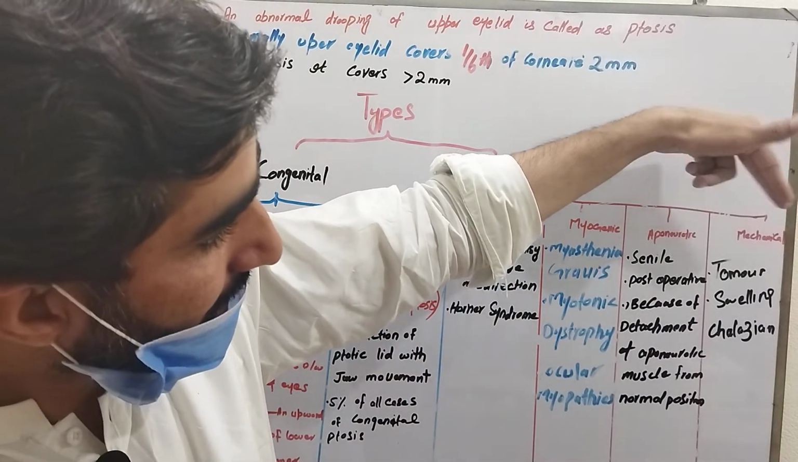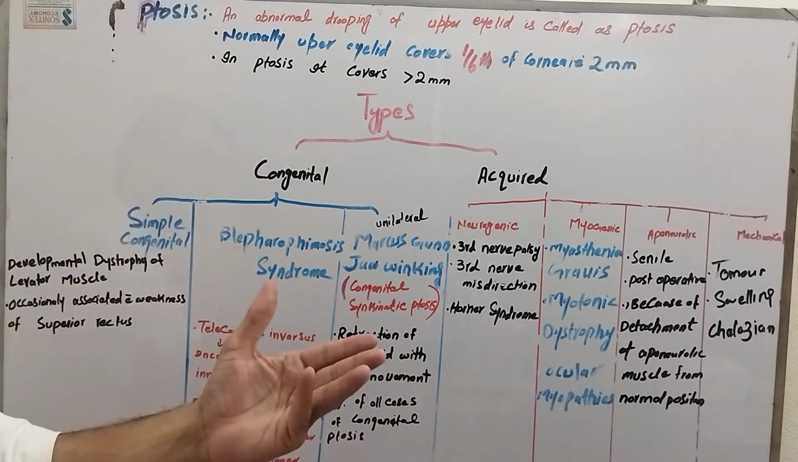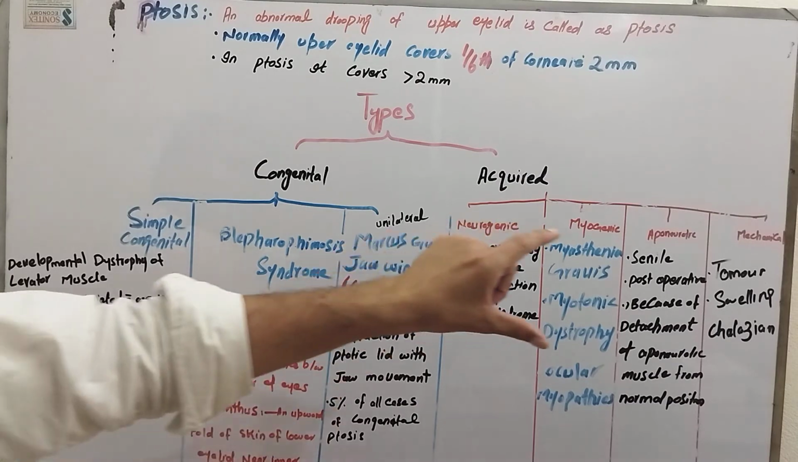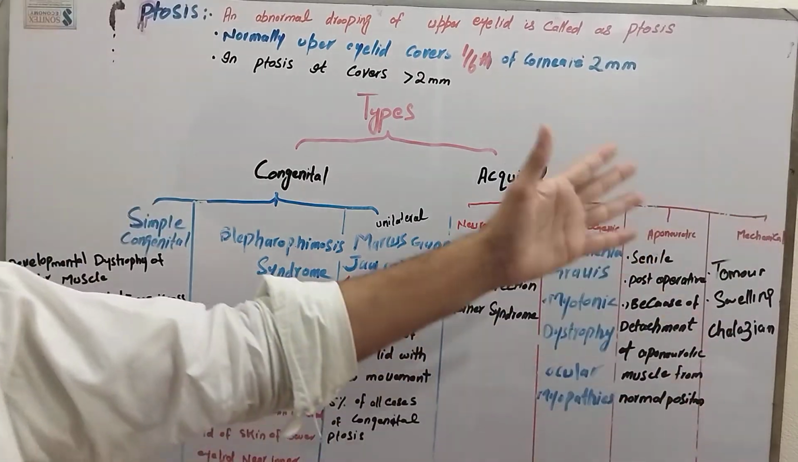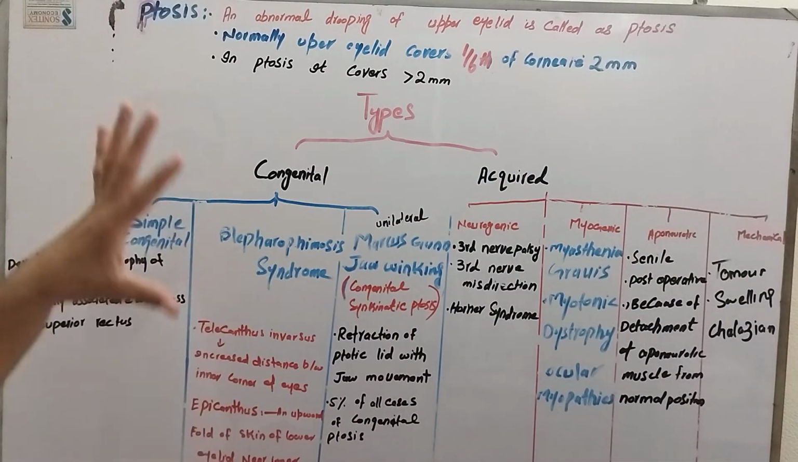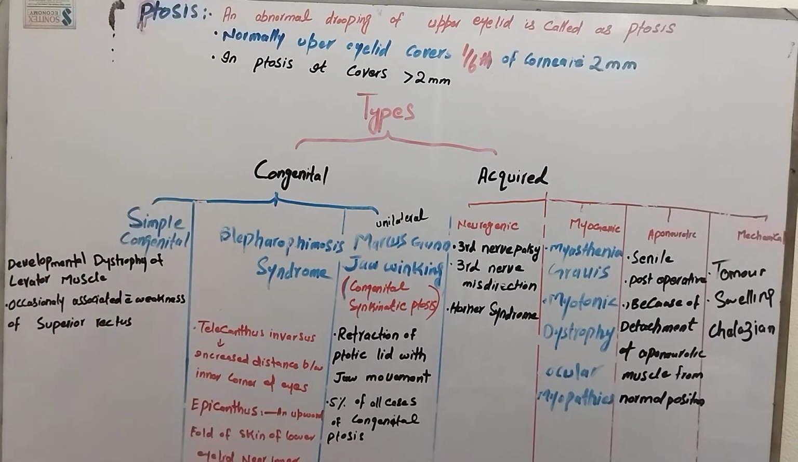Last and simple type is mechanical. Here it can be because of any tumor, swelling or collision. I want to explain the gravitational effect of a mass pulling the lid downward. Any weight pulling the lid downward is mechanical ptosis. I have explained the definition and the types of ptosis.